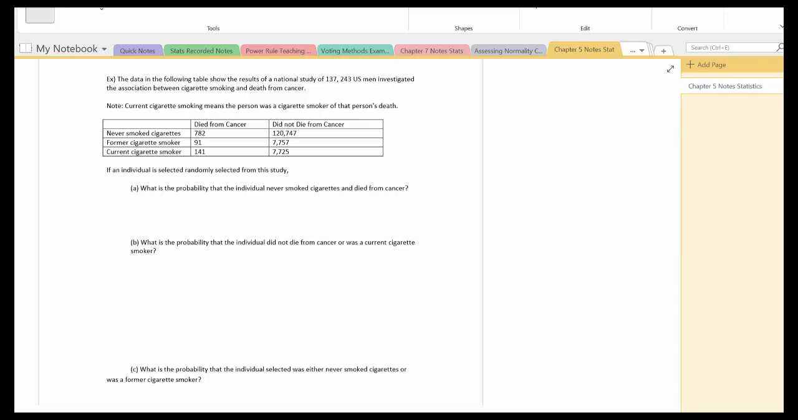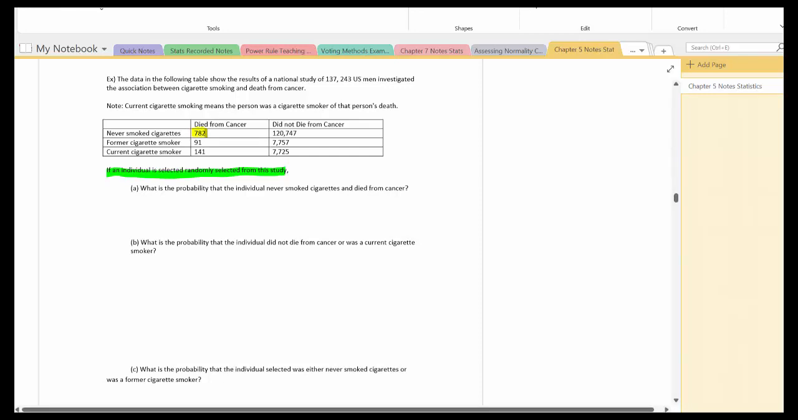Okay, let's take a look at the next examples. So the data in the following table show the results of a national study of 137,243 U.S. men investigated the association between cigarette smoking and death from cancer. If an individual is selected randomly from this study, calculate the following. So what's the probability that the individual never smoked cigarettes and died from cancer? So the and means it needs to be both. So how many people never smoked cigarettes and died from cancer? Well, here, that is going to be 782.